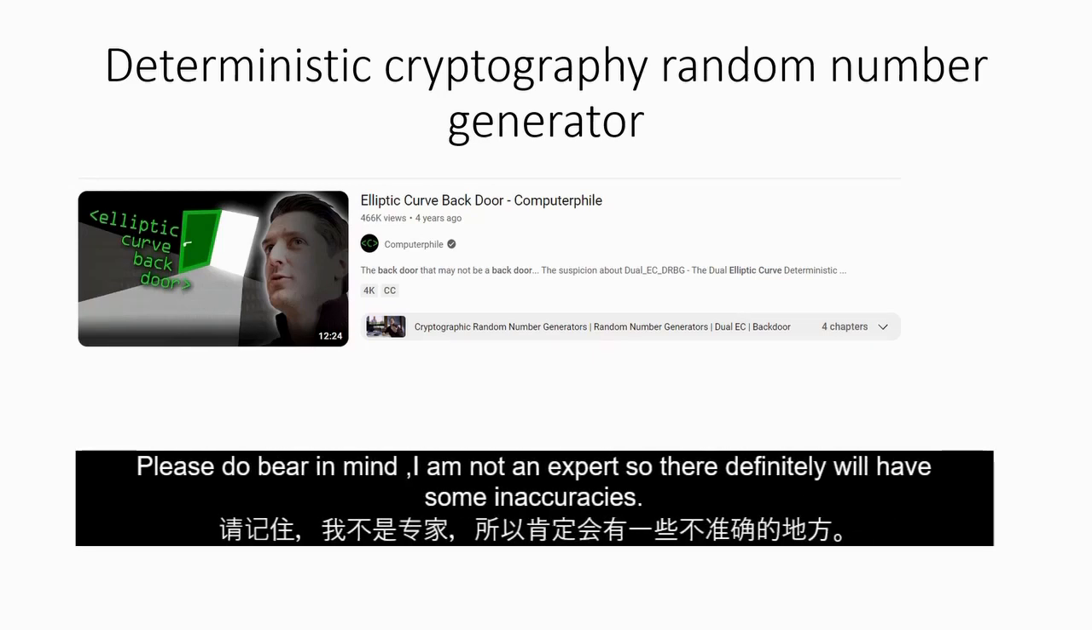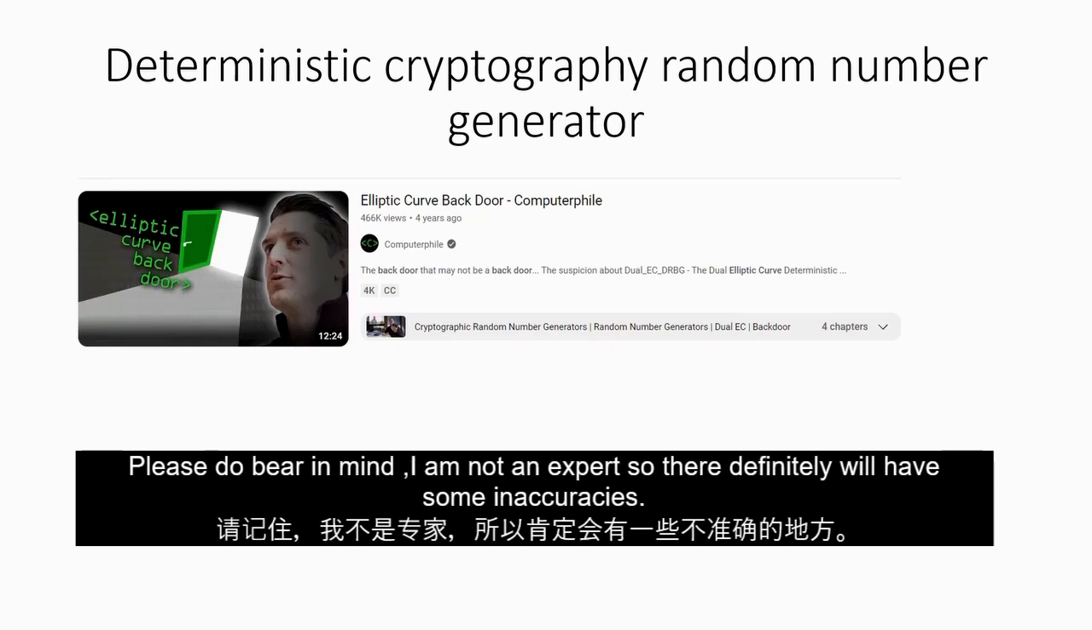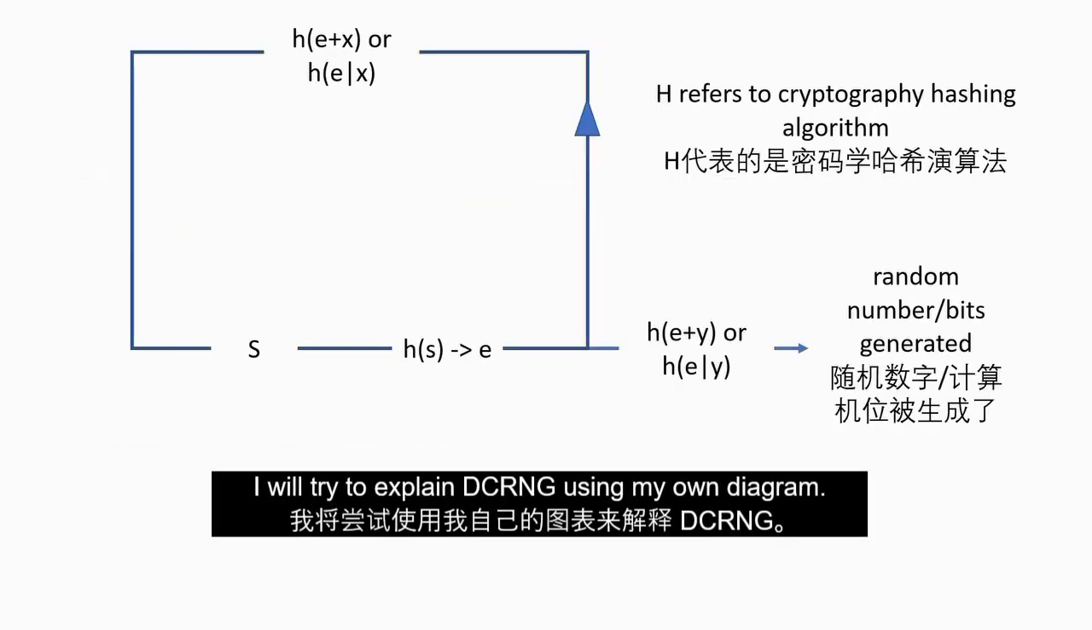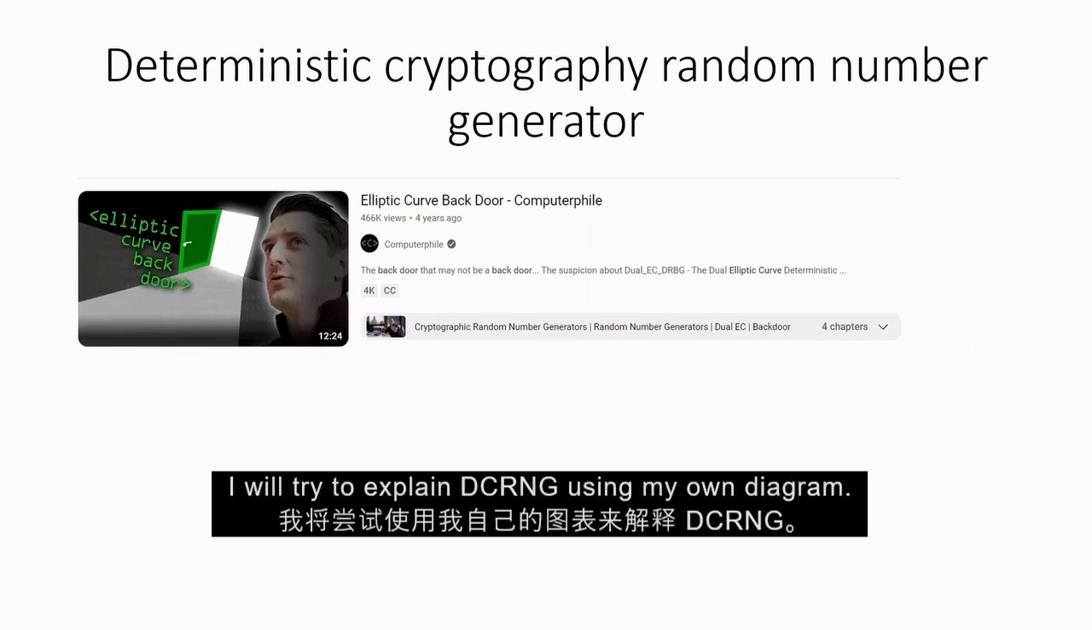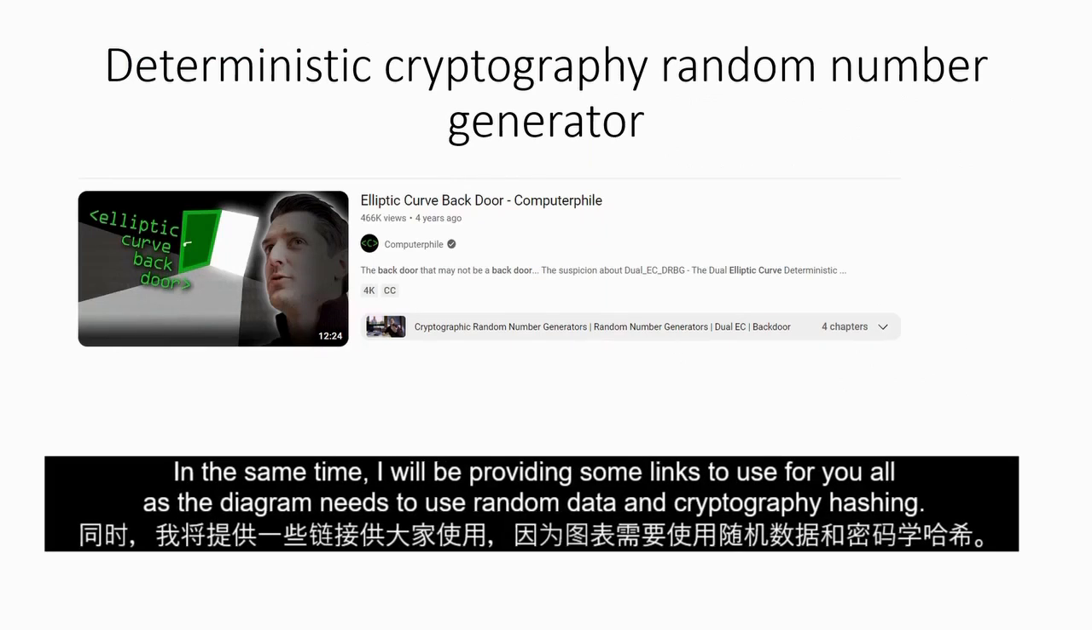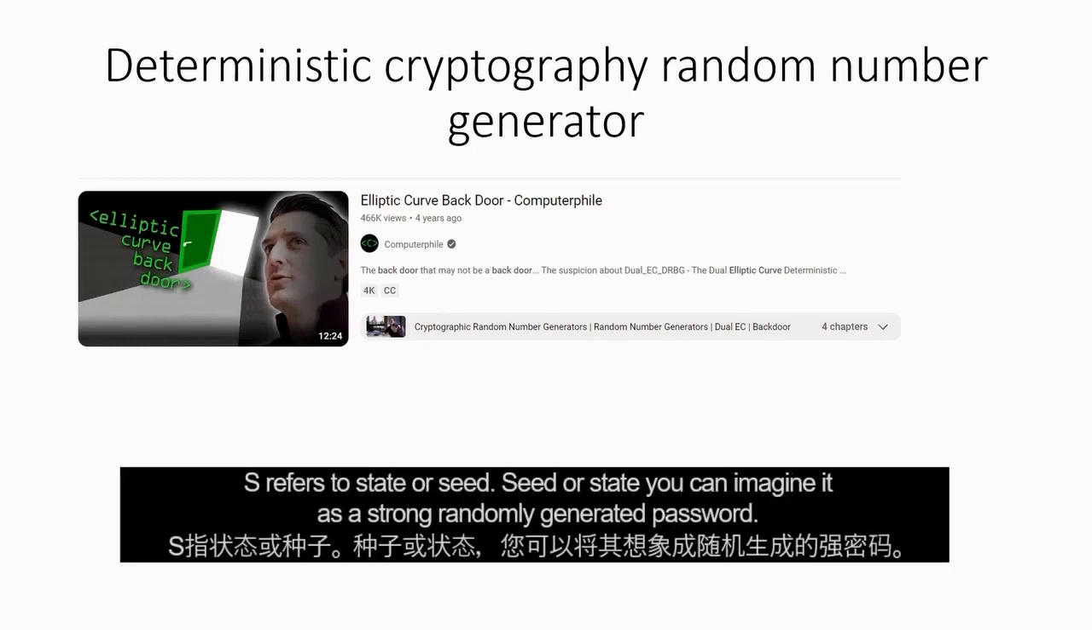Please do bear in mind, I am not an expert, so there will definitely be some inaccuracies. I will try to explain DCRNG using my own diagram. At the same time, I will be providing some links for you all, as the diagram needs to use random data and cryptographic hashing.